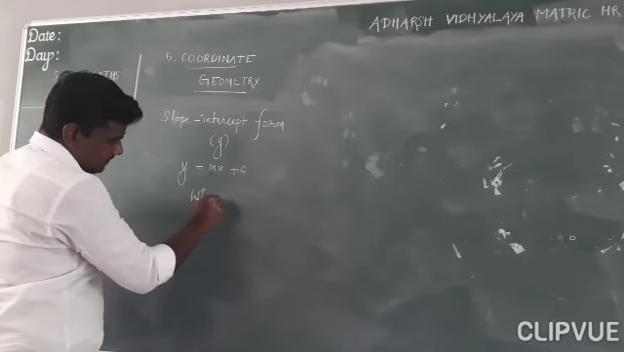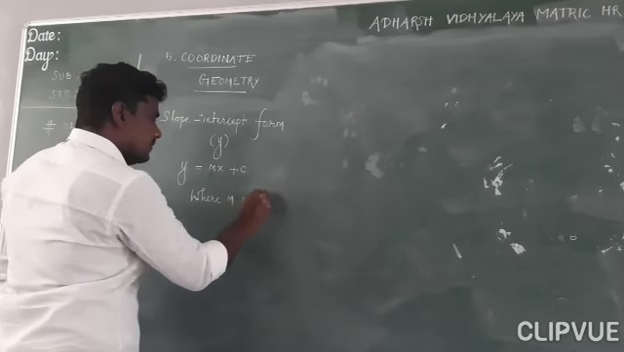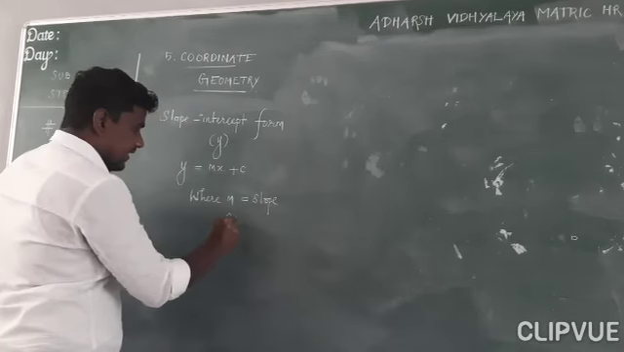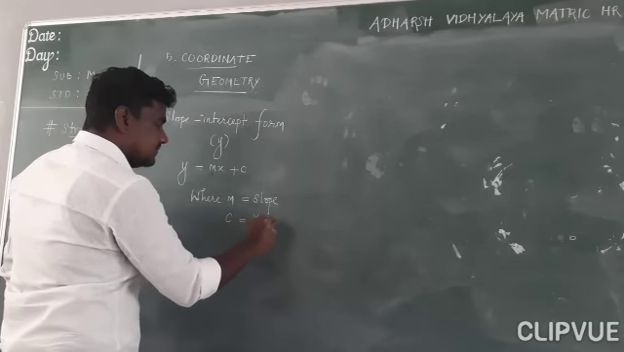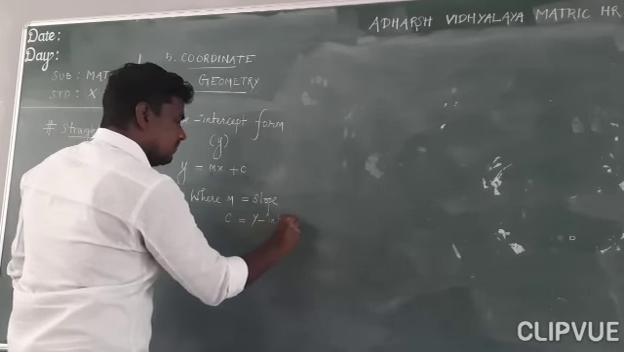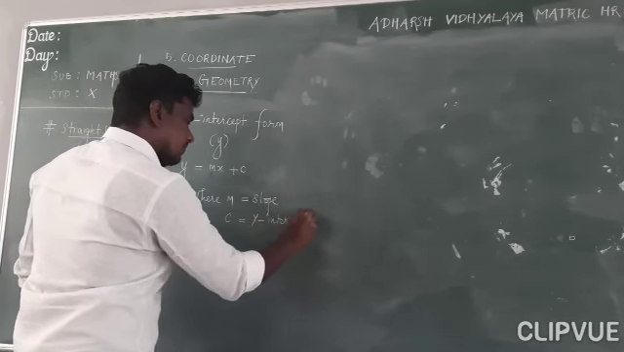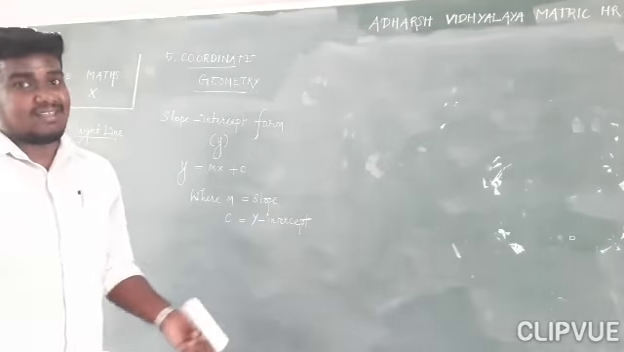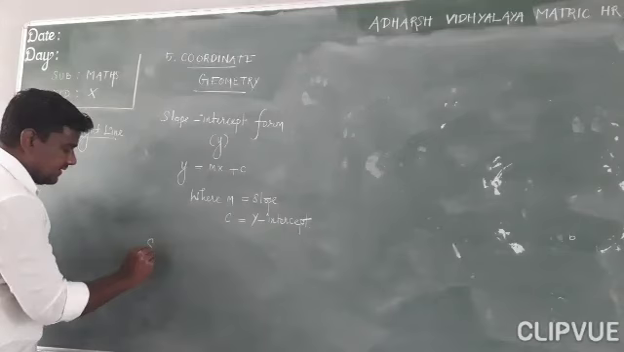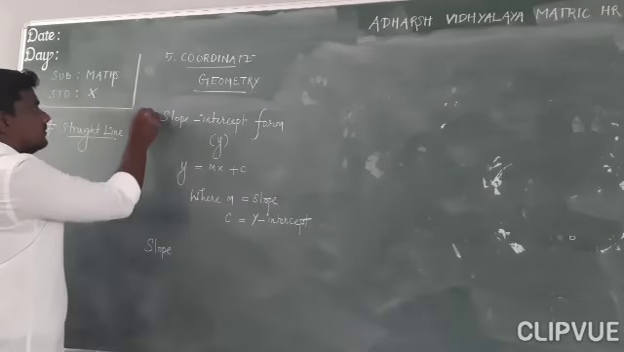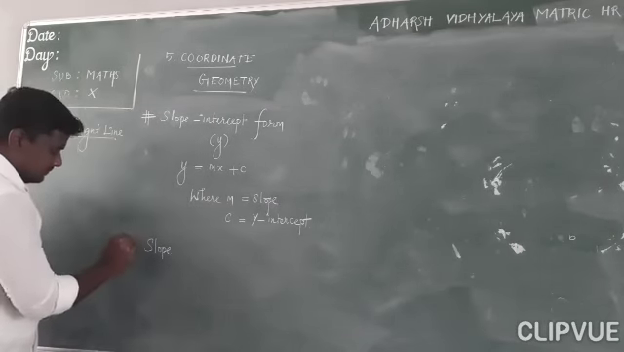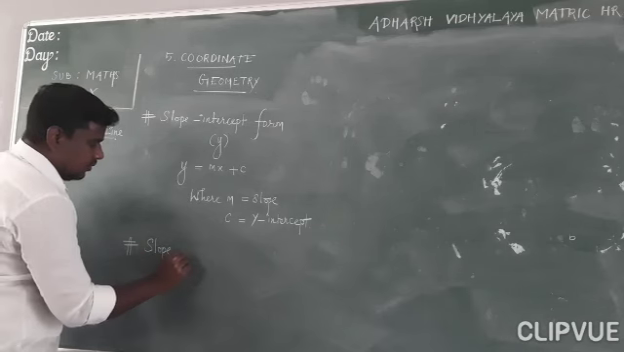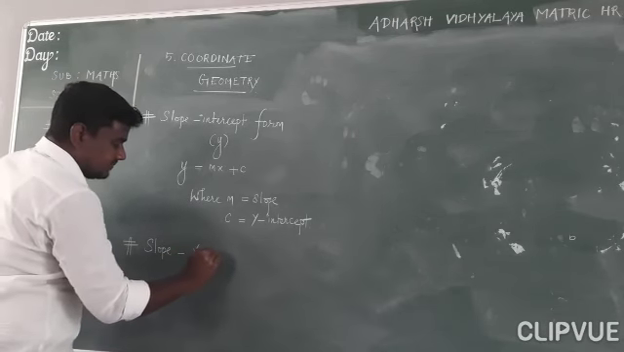Where m is the slope of the straight line and c is the y-intercept. So slope intercept form means here the intercept refers to the y-intercept. If sometimes the straight line intersects the x-axis, then you can take the slope and x-intercept.